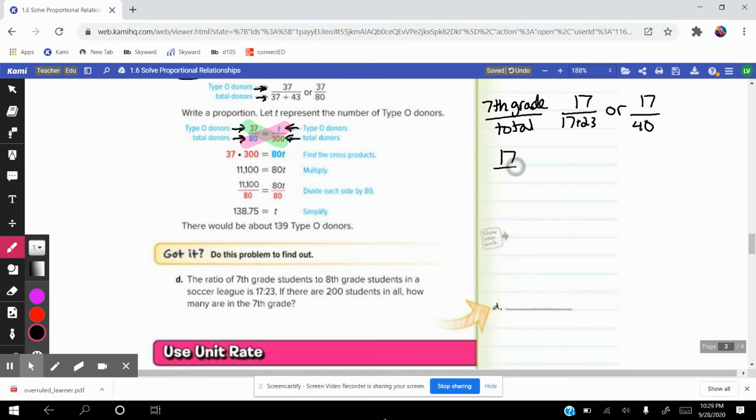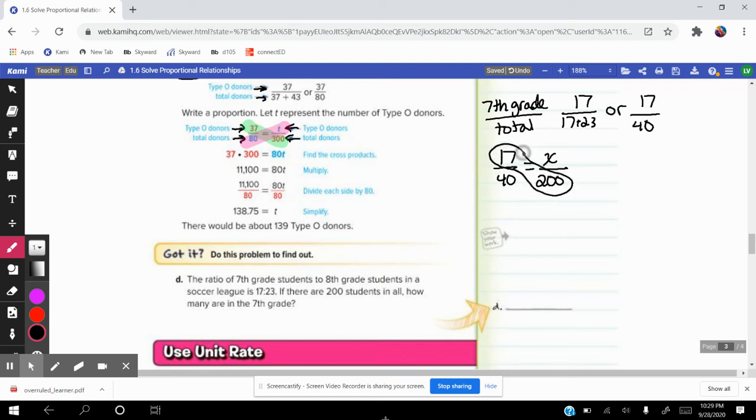So I'm going to take my 17 40ths, and I want it to equal a total of 200. I'm not sure how many are in 7th grade, so I'm going to put an X in my numerator. You can choose whatever variable you want in this type of problem. It does not specify. So then I'm going to go ahead and cross multiply.